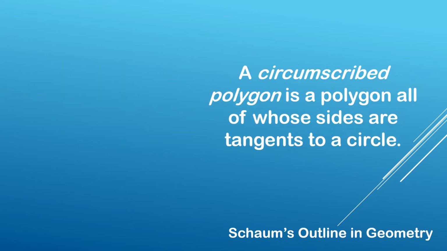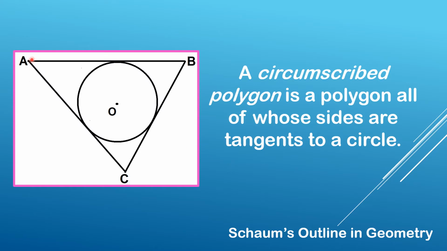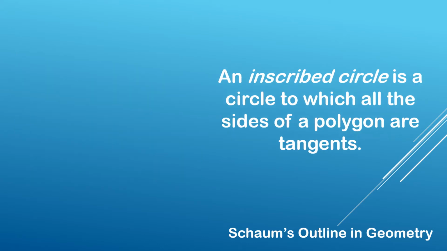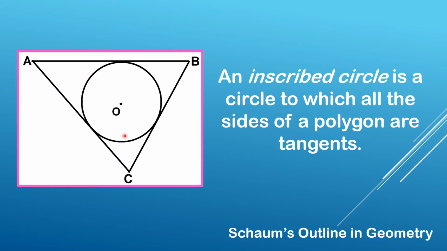So this circle is called a circumscribed circle. A circumscribed polygon is a polygon all of whose sides are tangents to a circle. Notice that this is a polygon, particularly a triangle, and its sides touch the circle at only one point, so these sides are tangents, and it's called a circumscribed polygon. An inscribed circle is a circle to which all the sides of a polygon are tangents. So this circle here is an inscribed circle because of tangents AB, BC, and AC.